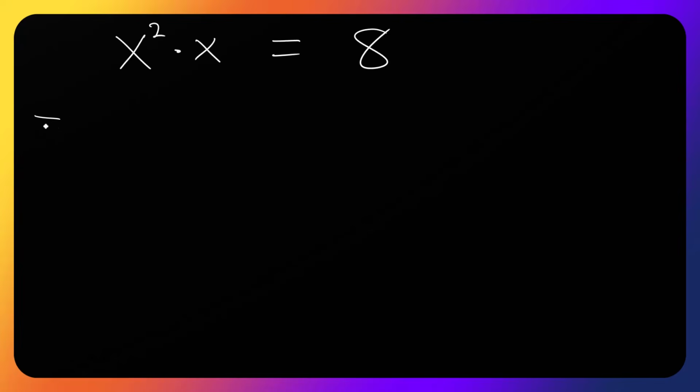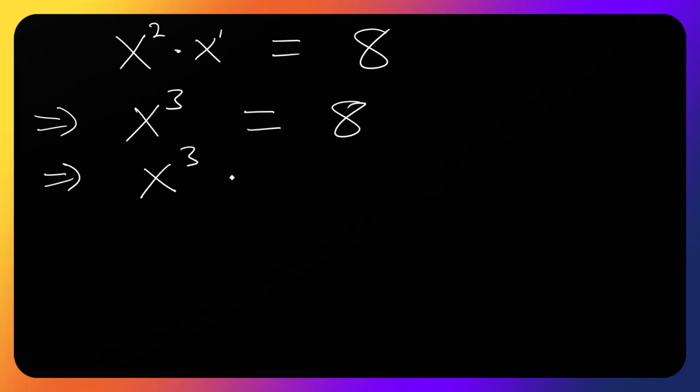Now from here we can write this as x cubed, because this side has a power of 1, and I perform the laws of indices. This side will be x cubed equals 8. So we can write this as x cubed minus 8 equals 0.